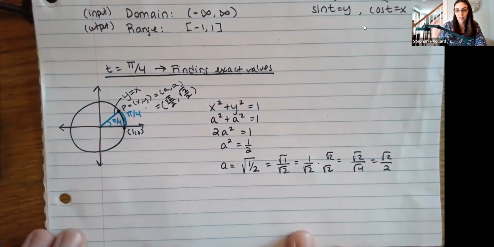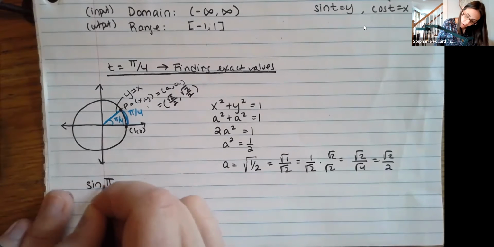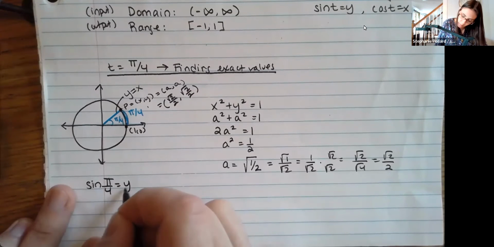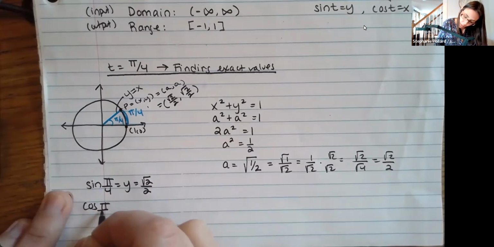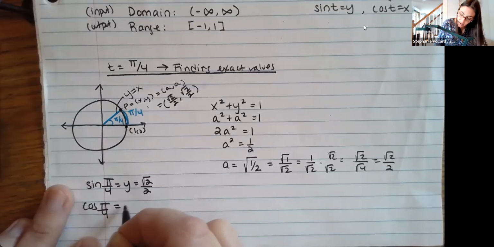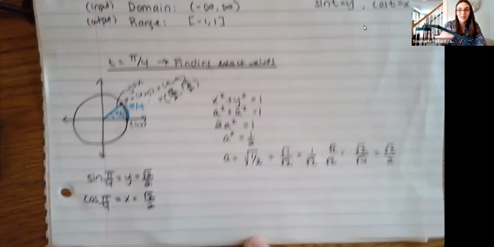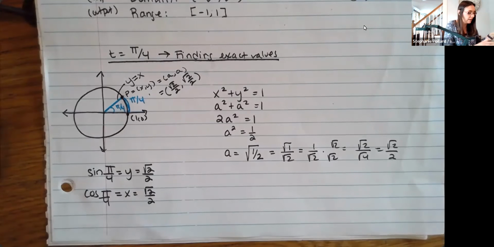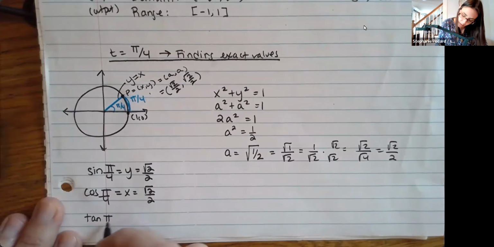And now we're actually able to complete the rest of them. So, you know, sine of pi over 4, remember that's going to be your y value there, which is root 2 over 2. Cosine of pi over 4 is the x value, but that's also root 2 over 2. So it's a little bit of a nice pattern there. And maybe we'll just do one more. We can just do tangent. You guys can figure out the others at home.